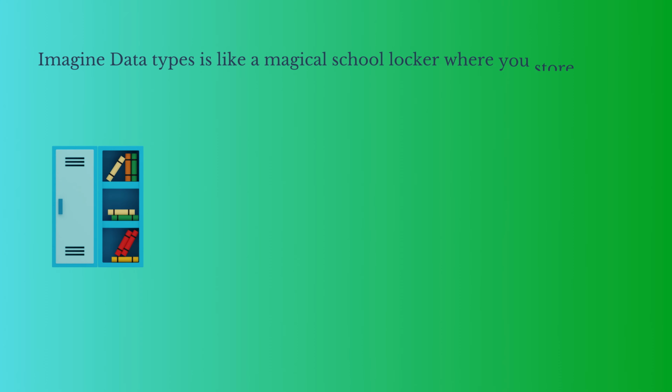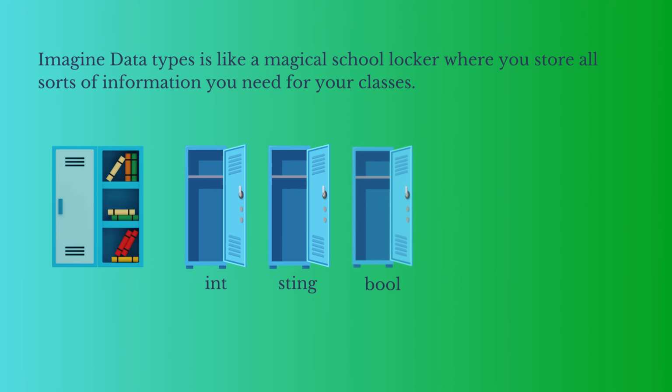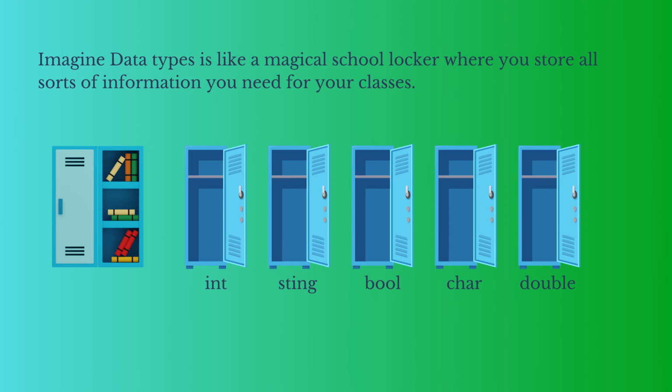Imagine data types is like a magical school locker where you store all sorts of information you need for your classes. To keep things organized, you have special data types, which are like different types of lockers, each designed to hold a specific kind of information. Inside these lockers, you store information in variables, which are like books filled with the information you need.